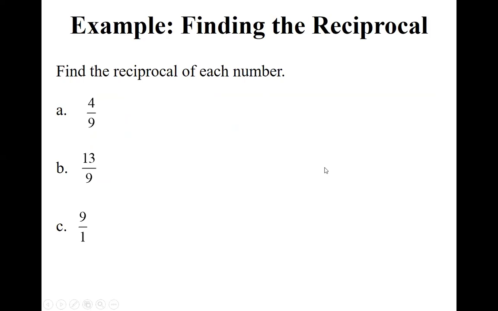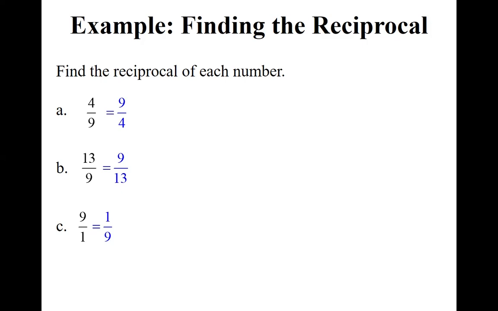So let's find these reciprocals. The reciprocal of 4/9 would be 9/4. Flip the top and bottom. The reciprocal of 13/9 would be 9/13. Flip the top and the bottom. The reciprocal of 9 over 1 would be 1 over 9. Flip the top and the bottom.